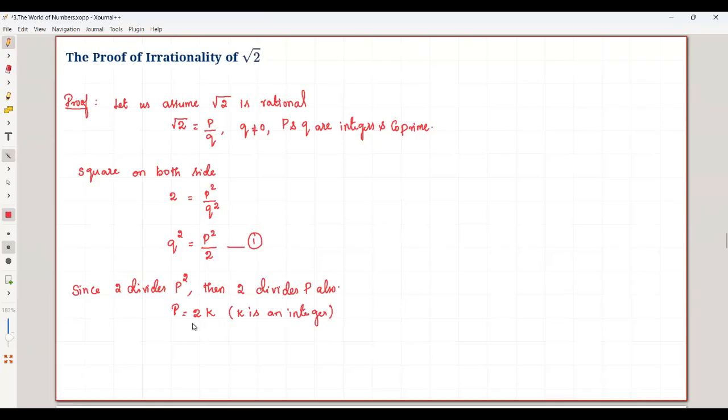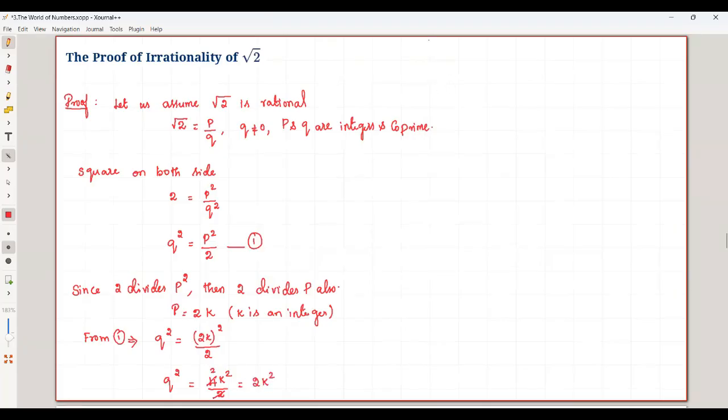Now in the place of P, I am going to substitute 2K. So from equation 1, Q square is equal to, in the place of P, 2K the whole square, divided by 2. Just simplify it. Q square is equal to 2 square, which is 4, K square, divided by 2. Dividing, 1 2s are 2, 2 2s are 4. Now I am getting 2K square.